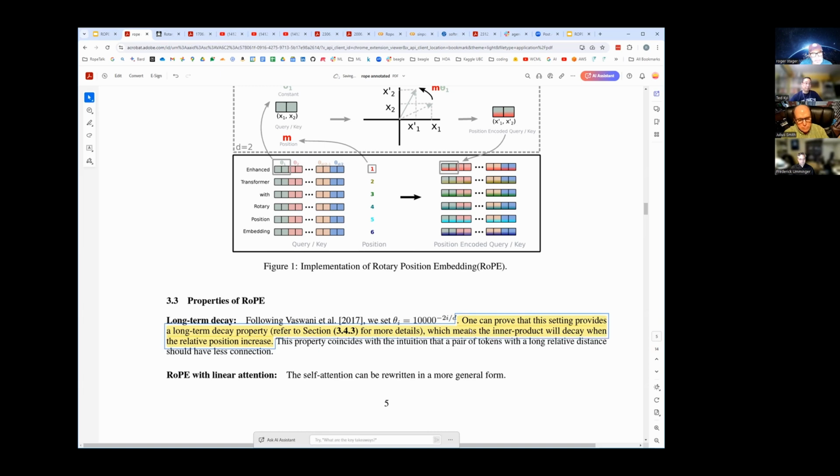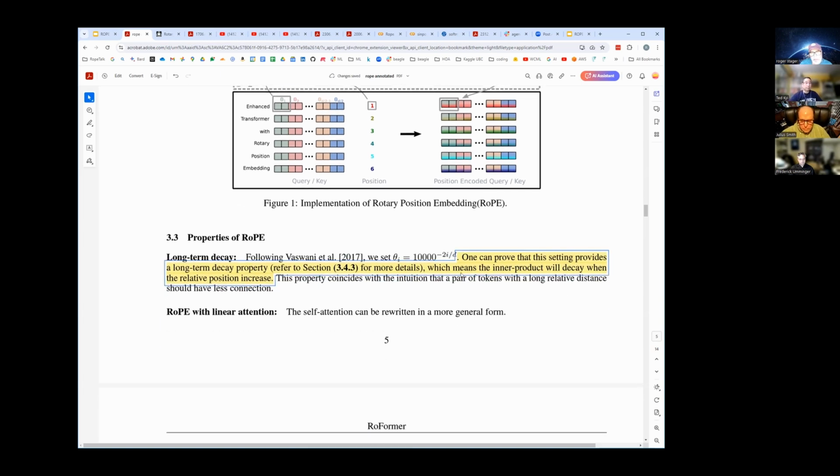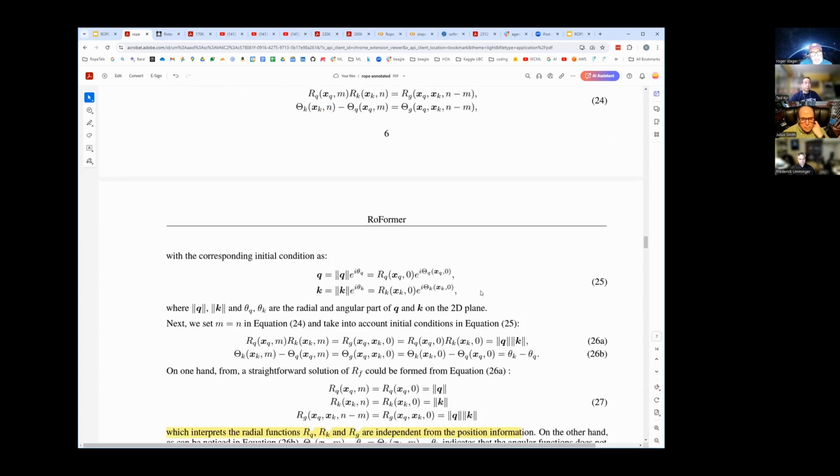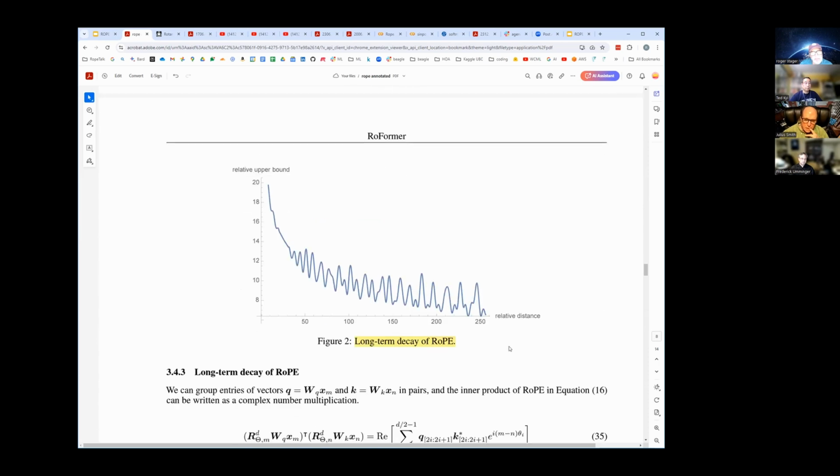Okay, I just noticed this is where they make the comment about the long-term decay property. And I think, Ted, you alluded to this graph, right? Yeah, long-term decay of RoPE. As you get further away, if one token has been rotated by 100 positions, then it's about half the magnitude of the dot product of one that hasn't been rotated, a relative rotation.